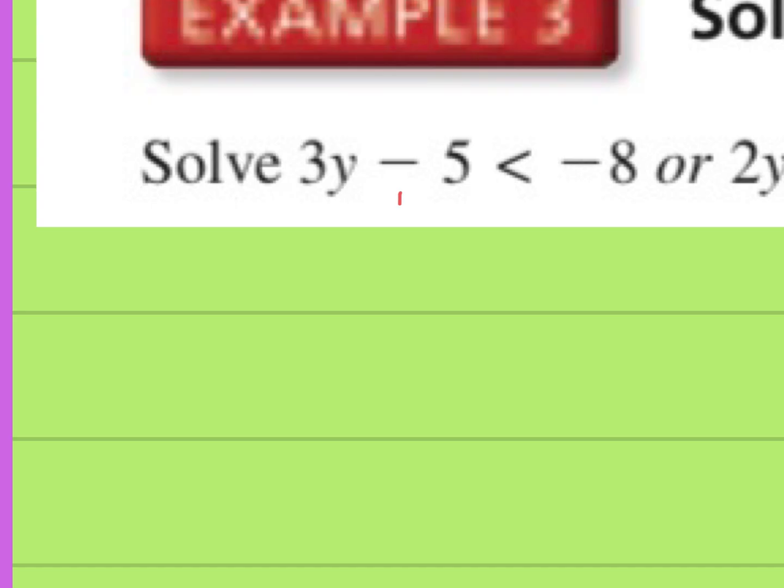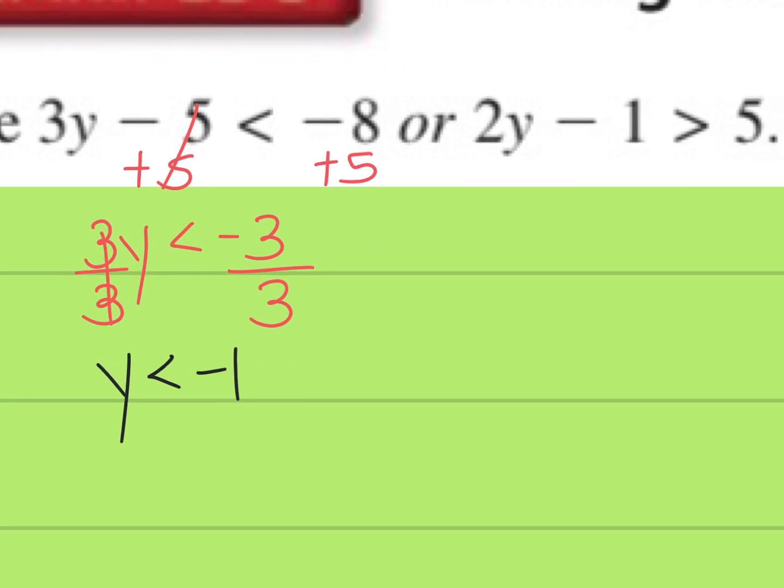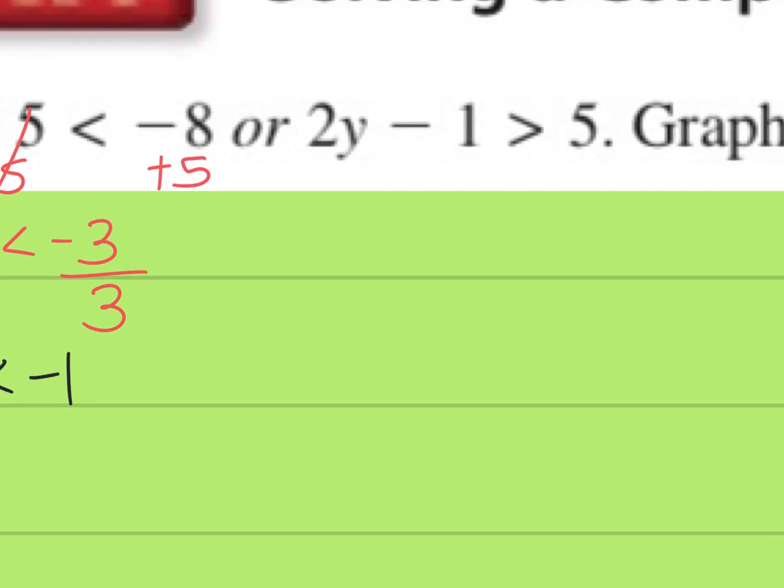So I'm going to get rid of the -5 by adding 5 on both sides, and I'm left with 3y is less than -3. Divide by 3 on both sides. Don't flip the symbol. You could see we divided by a +3. It doesn't matter that this 3 is negative. What we divided by was +3. So when I divide by +3, I get y is less than -1. Now, I have to move over and solve the next one.